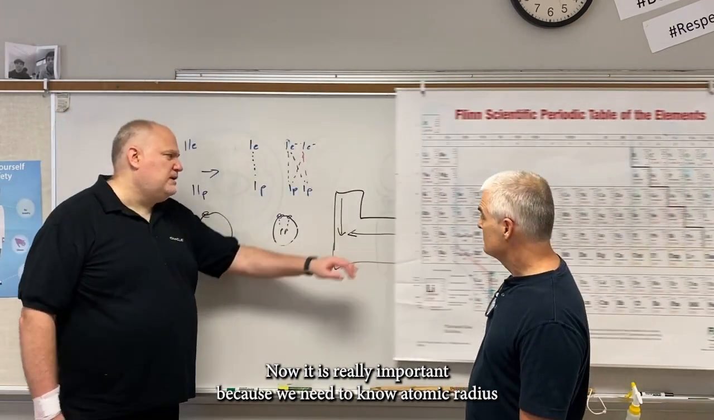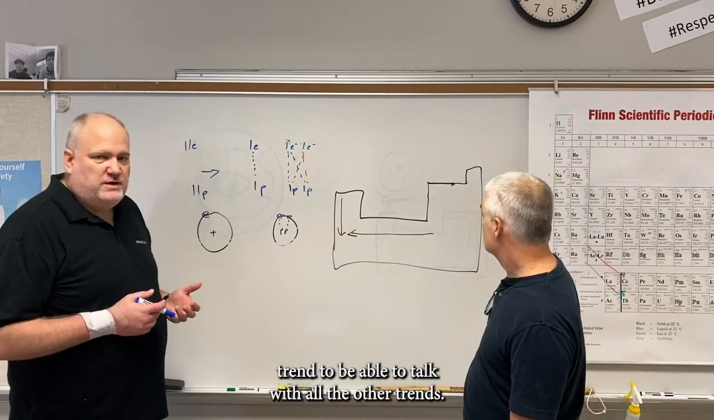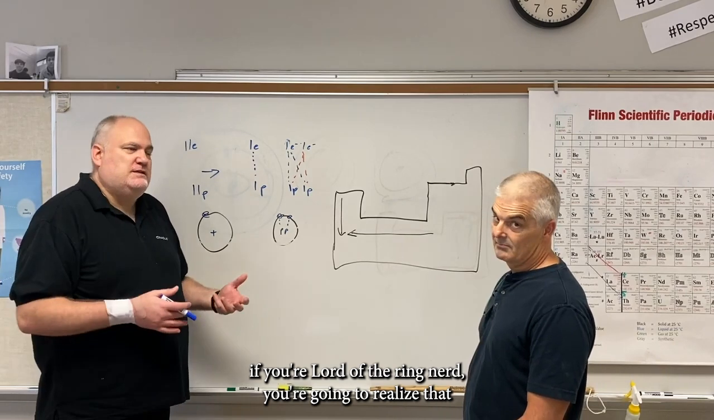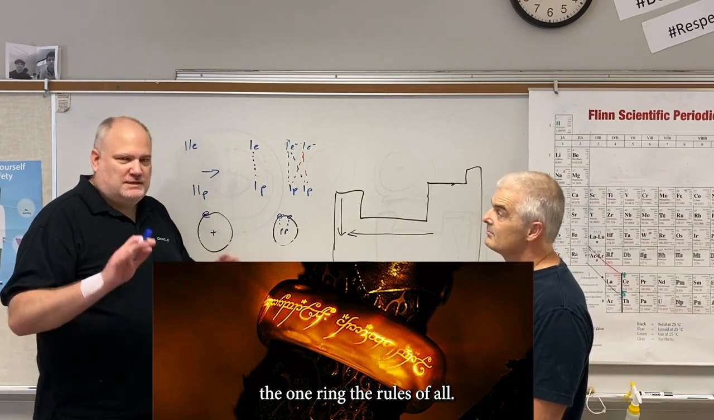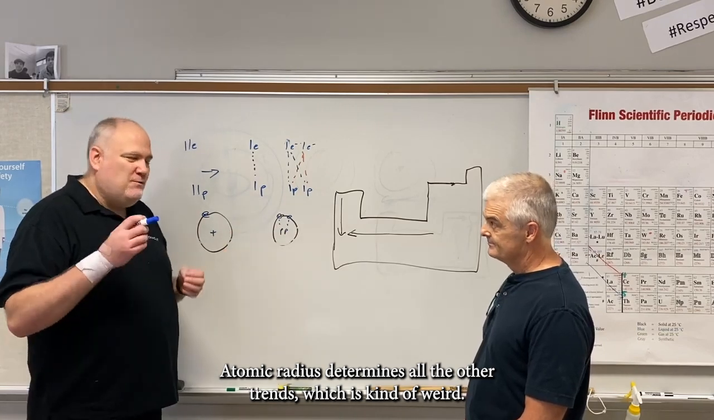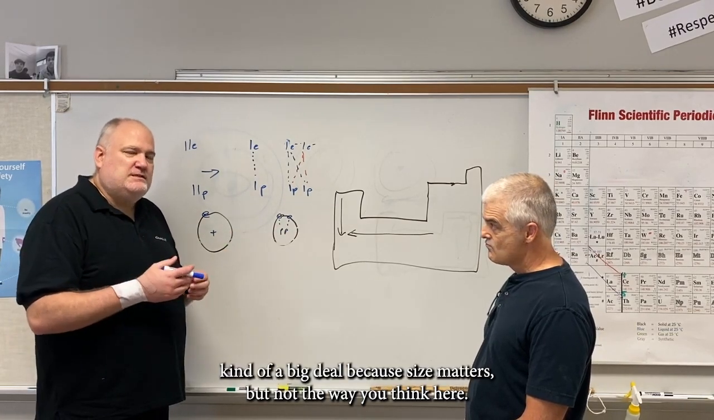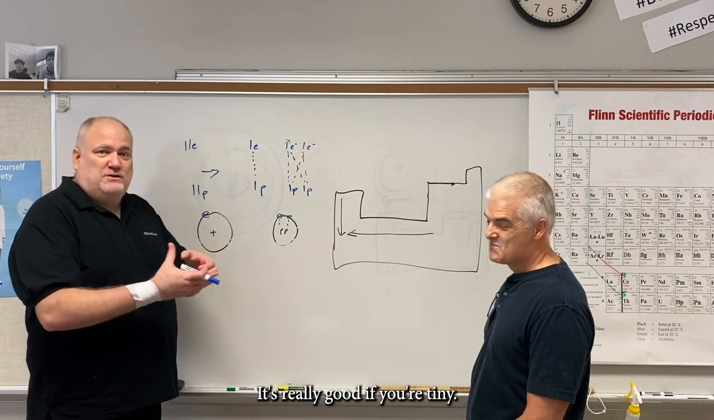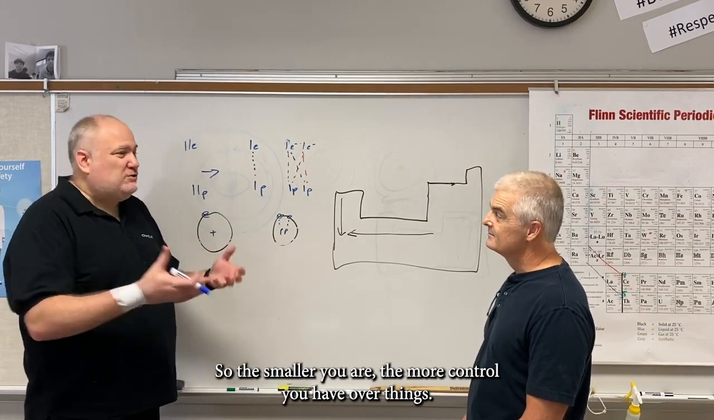Now, it is really important because we need to know the atomic radius trend to be able to talk about all the other trends. It's kind of like if you're a Lord of the Rings nerd, you're going to realize that it's the one ring that rules them all, again, really nerding out here. Atomic radius determines all the other trends, which is kind of weird. And also it's kind of a big deal because size matters, but not in the way you'd think. Here, it's really good if you're tiny. So the smaller you are, the more control you have over things.